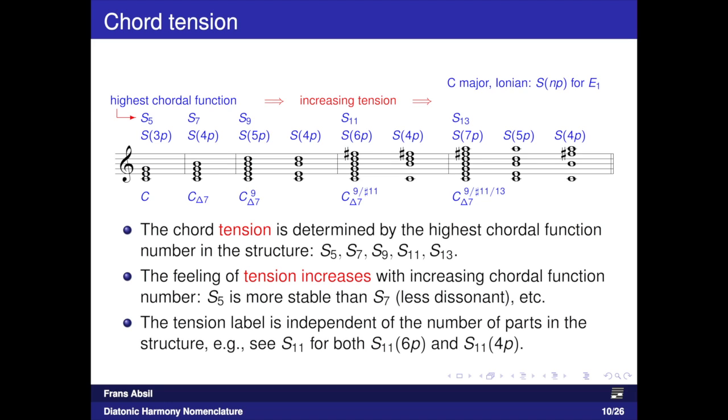This is illustrated by showing alternative chord structures with the same tension. Have a look at the center two chords, which are both S11. The chord on the left is a 6-part chord structure and the one on the right a 4-part chord structure. Both contain the F sharp, which is the chordal function 11. So the tension is determined by this number and not by the chord density.